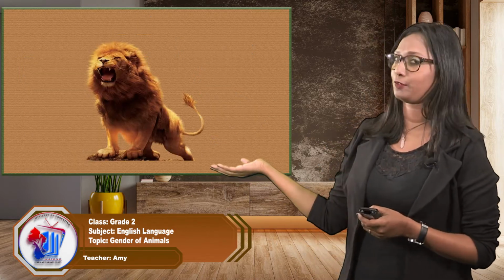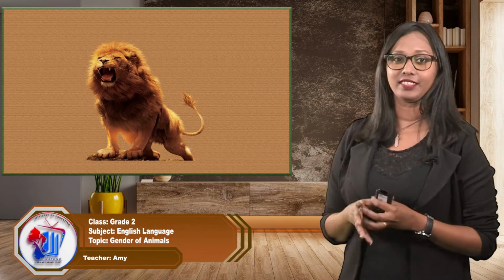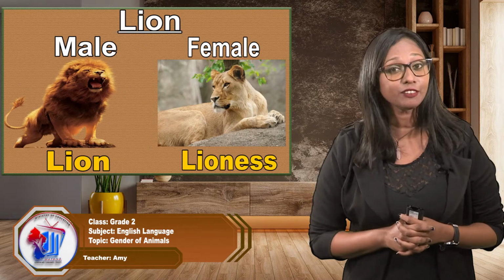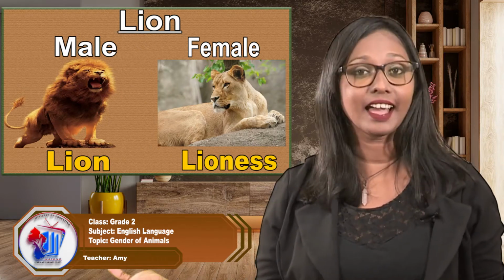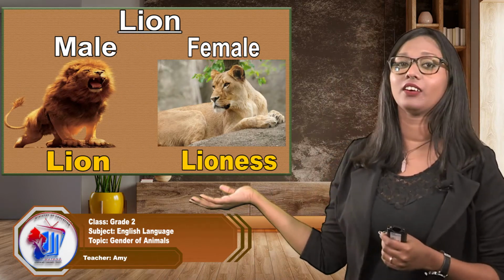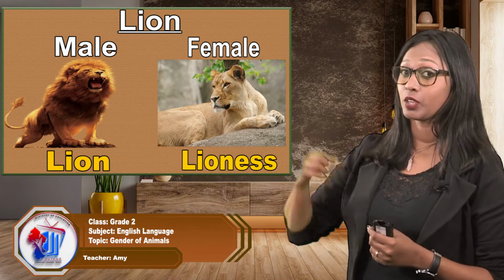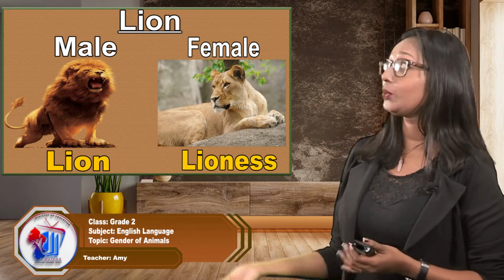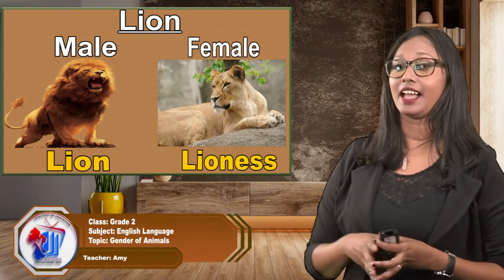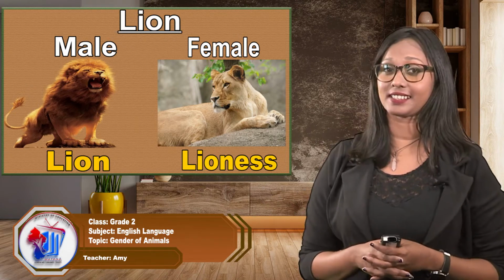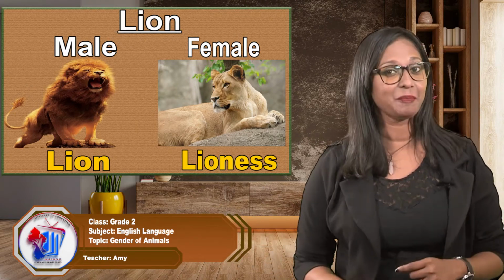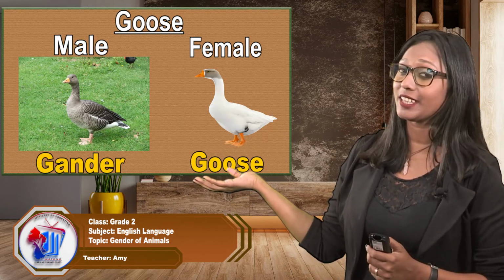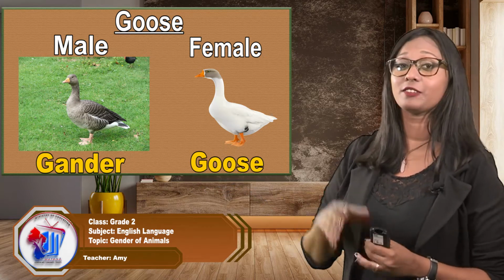Now here is a very scary animal. This animal is a lion. The male for this animal is a lion, but the female is called a lioness. So when you go to the zoo, or if you're in the forest and you come across this animal and it's a female, we say it's a lioness. Okay, boys and girls? Now here are some other special names for the males and females of animals.